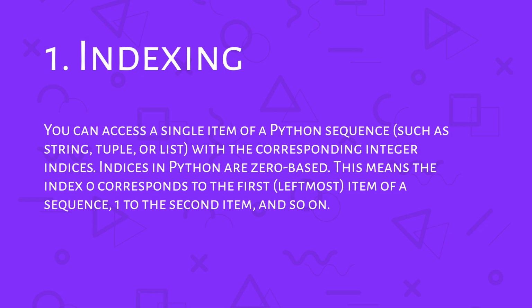Before we go deeper into what slicing is, how it works, and how we should use it, let's go through a very important concept, which is indexing. If you have worked with Python or any other programming language, you probably know how indexes work, but if not, it's really worth understanding. You can access a single item of a Python sequence, such as a string, tuple, or list, with the corresponding integer indices. Indices in Python are zero-based. This means the index that corresponds to the first leftmost item of the sequence is 0, 1 to the second item, 2 to the third item, and so on.